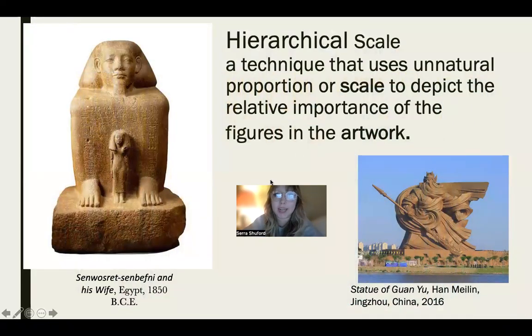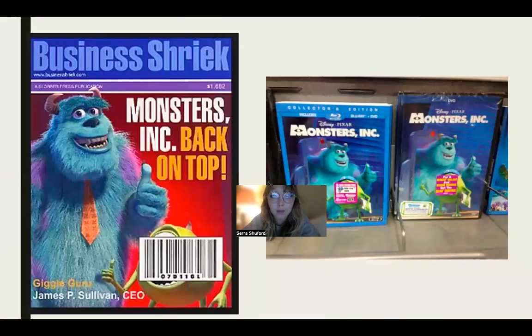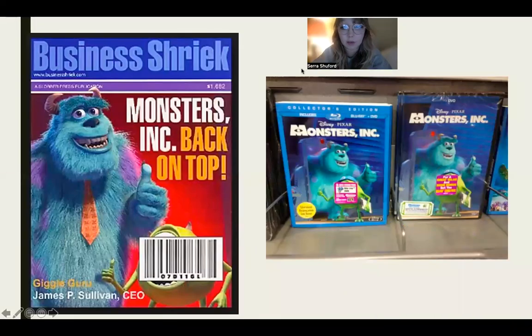Hierarchical scale as well is a technique that uses unnatural proportions or scale to depict the relative importance of the figures in the artwork. A lot of the times, there is this hierarchy of scale used to draw more attention to certain figures or certain events in a piece as opposed to others. This is done a lot in ancient Egyptian artwork, where the figures that are larger have more significant meaning to them than the ones that are smaller. Here is just a few funny examples I've got of that.